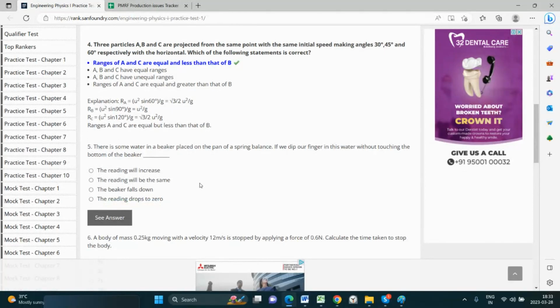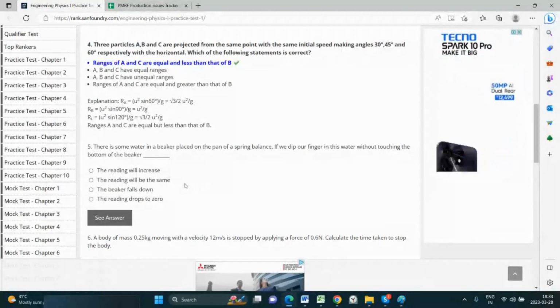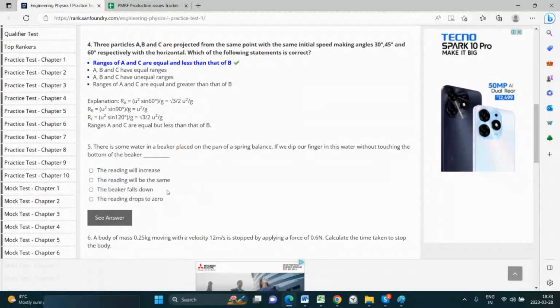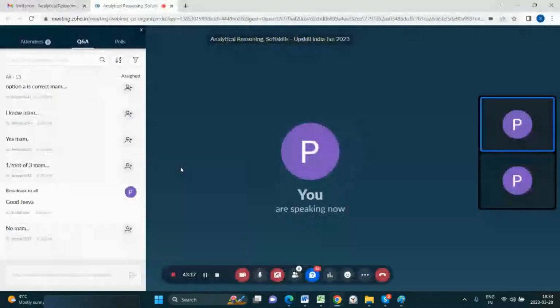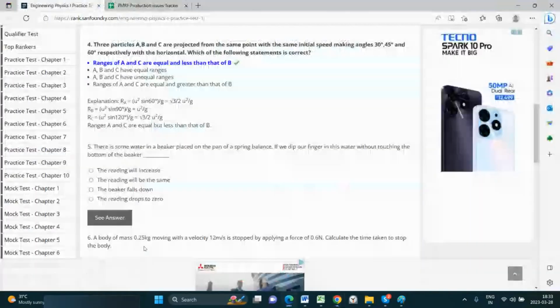The reading will increase. ஏன்னா நம்மளுடைய வெயிட்டும் அதுல போறது, நம்மளோட கையோட வெயிட். நம்மளுடைய வெயிட்டை டைரக்டா பீக்கர் உள்ள போடலன்னா கூட, our finger is touching the water inside the beaker. So whether reading will increase or it will be the same, beaker falls down or reading drops to 0. I want the answer from you. Then we will find the explanation for that. Option A. Okay. Let us check option A.